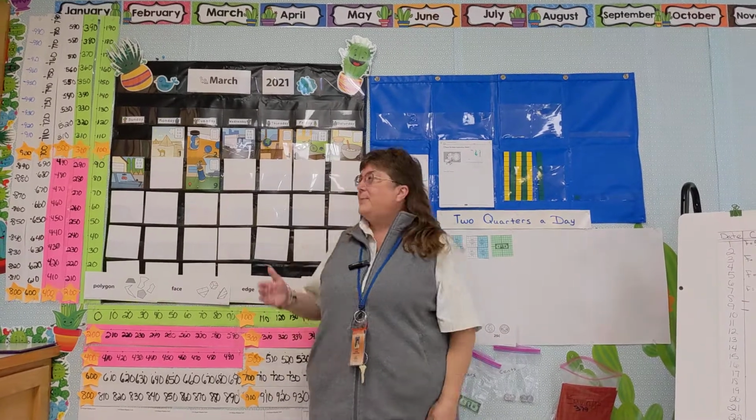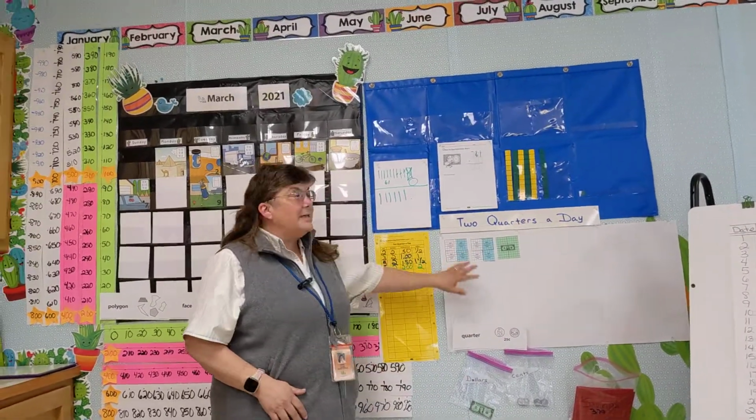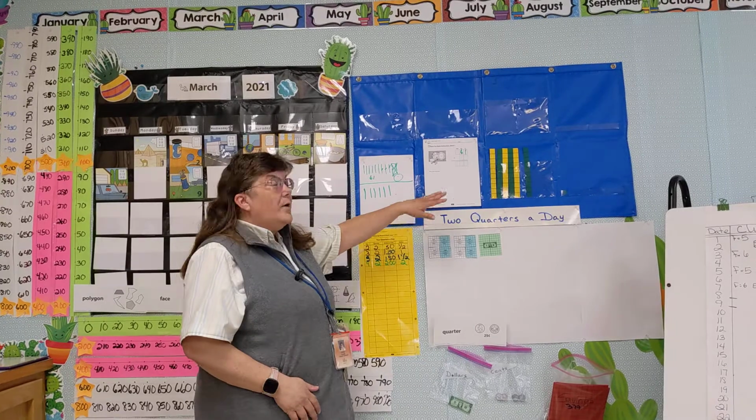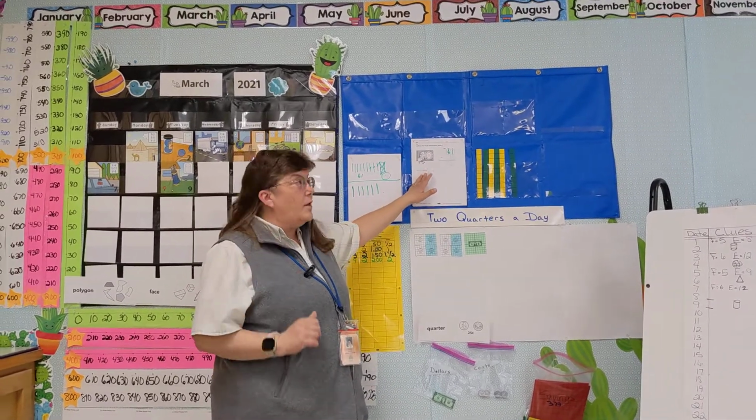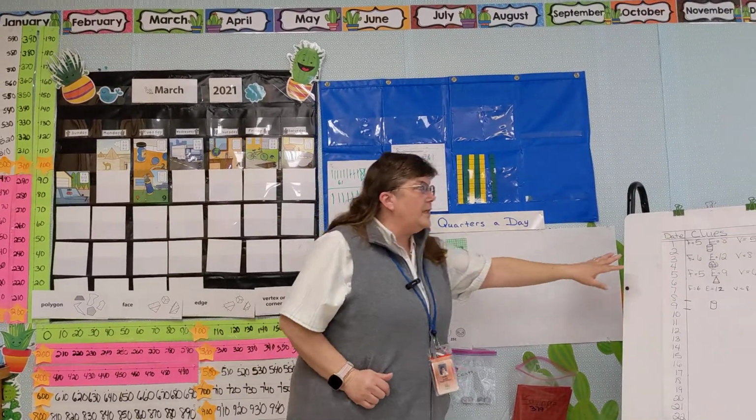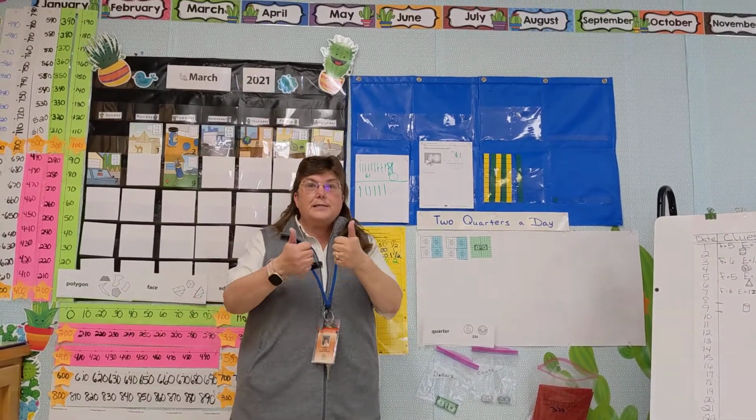Today we're going to be going over our calendar. We're going to add 2 more quarters. We're going to make a withdrawal from our checking account. We'll fill in our clues, and I think that's all we have to do today. Okay, let's get right into it.